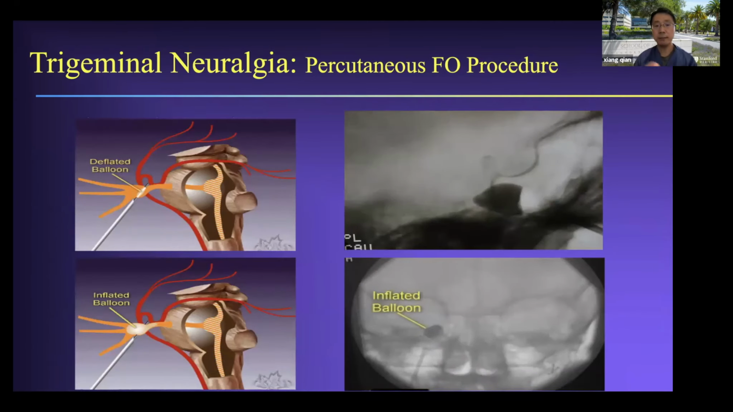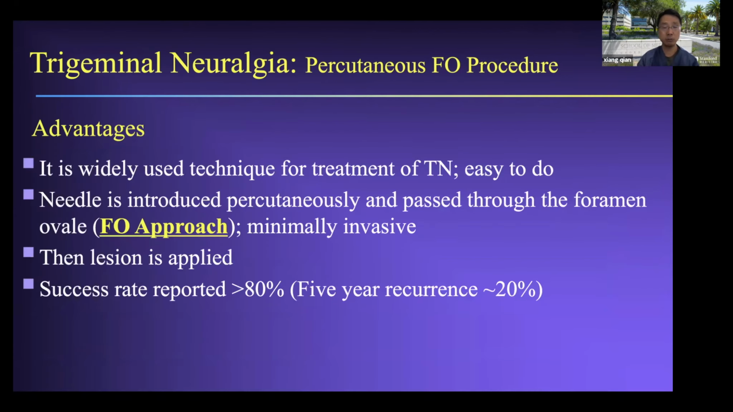Or you could use a balloon. Using a balloon, you inflate the balloon, using mechanical pressure to compress the ganglion and destroy the nerve, destroy the ganglion. That is also doable. They all have various technical advantages over each other, and with different patients, you would choose different techniques for them. But we do all three of them here.